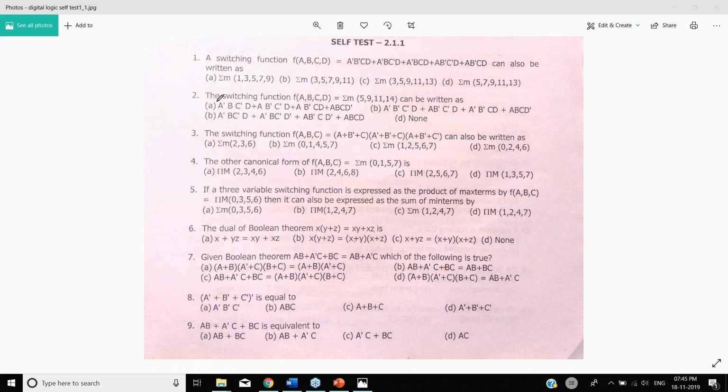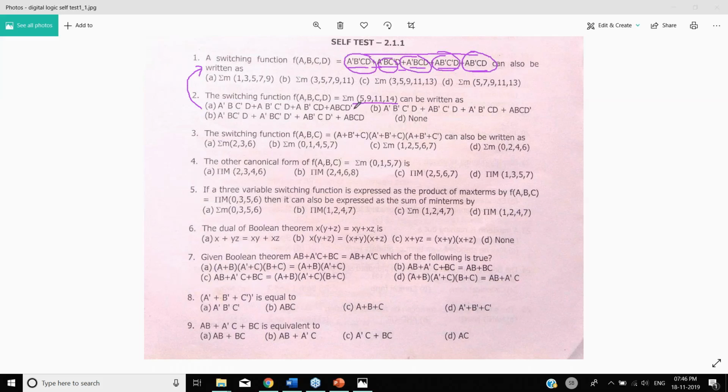Now look at the next question. The switching function f of a, b, c, d, whose positional values are given as 5, 9, 11, 14, can be written as. It is the reverse of question 1. So initially what was given? Positional values are given and you are supposed to write them in sum of products format. That is, this is one product, and these are all products of four components A, B, C, D, and all are combined with the OR operation. Usually we call the OR function a sum. So sum of products.